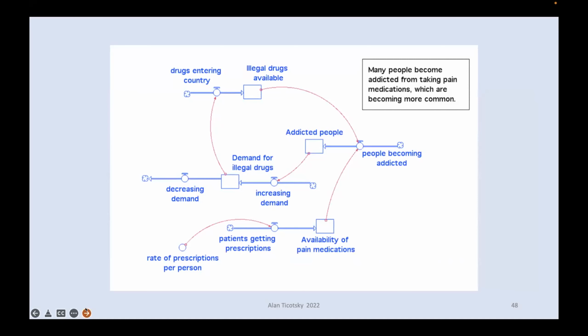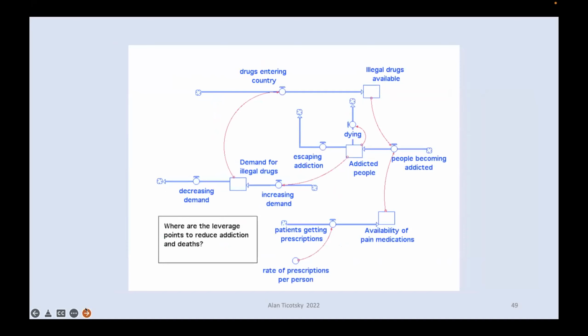So that was really helpful for students to look at the stock flow diagram and then think, where are the leverage points? You know, is it really up here, or is it mostly the drugs entering the country? Is it here? Is it therapy for addicted people? There are many areas where the leverage points might be that a student would want to support.